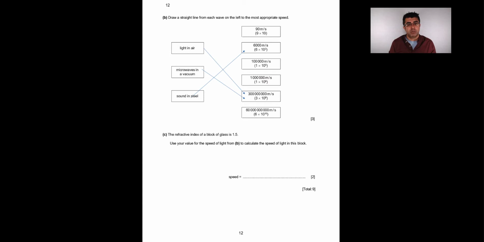The refractive index of a block of glass is 1.5. Use your value of the speed of light from B to calculate the speed of light in the block. We've used this formula earlier in the test. Refractive index equals speed of light in air or vacuum divided by speed of light in glass or medium. If you rearrange this, you should find the answer is 2 times 10 to the power of 8 meters per second. No unit, you will lose a mark.